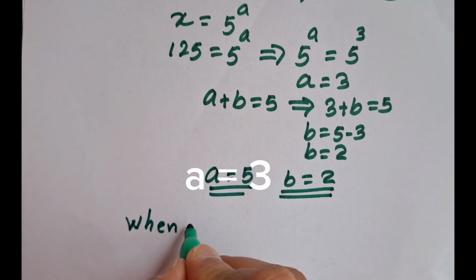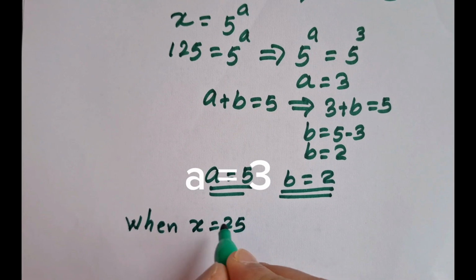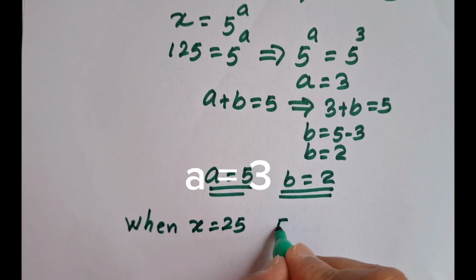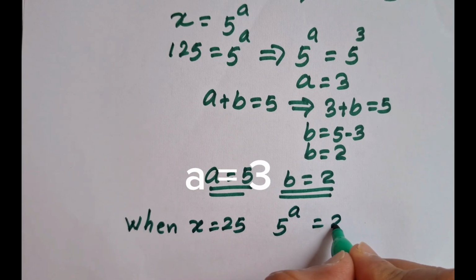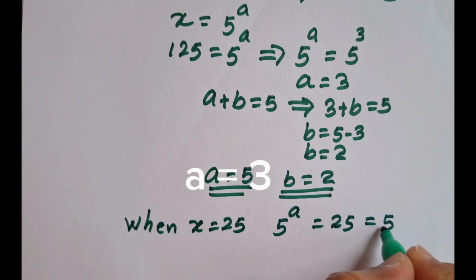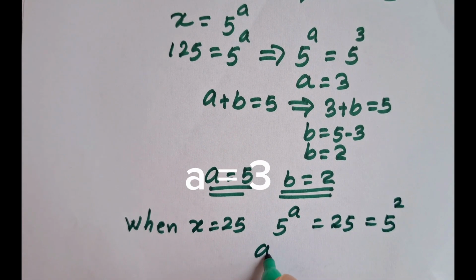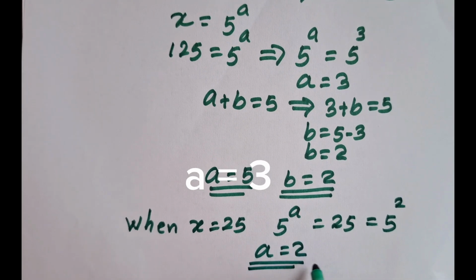Similarly, when x is equal to 25, which is 5 to the power a is equal to 25, 25 is equal to 5 to the power 2. So according to the exponential rules, we can write a is equal to 2, then b will become 3.